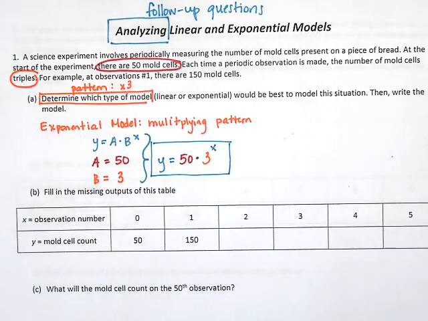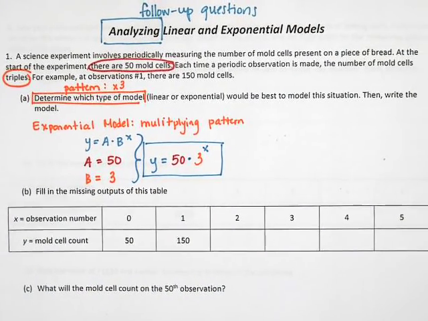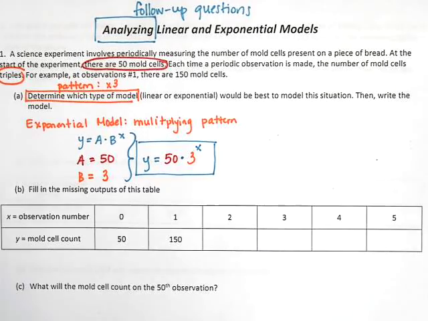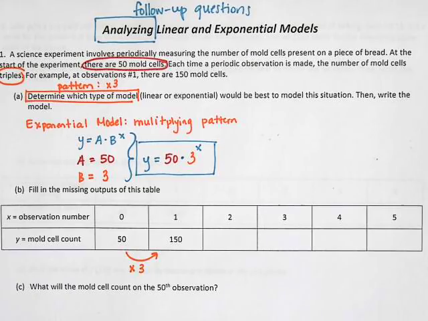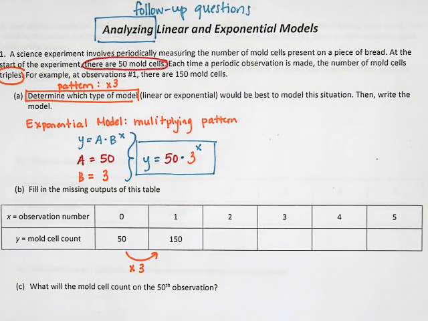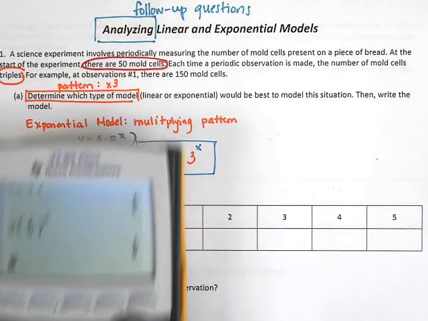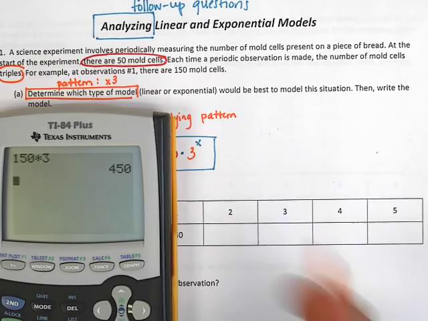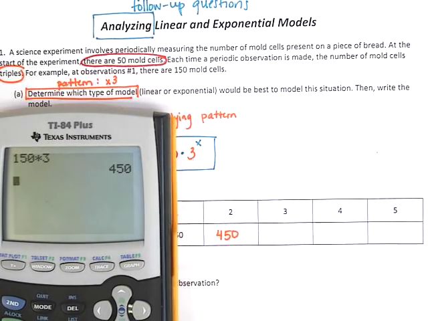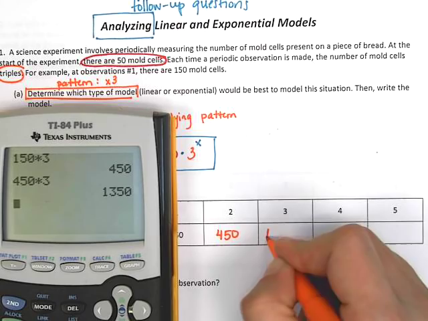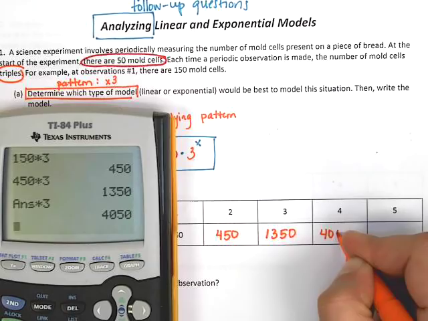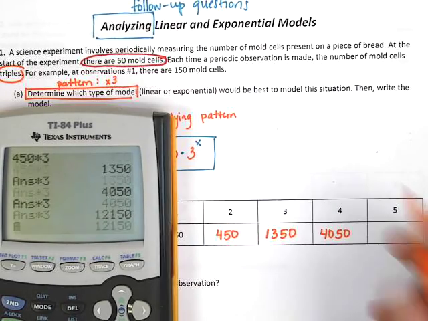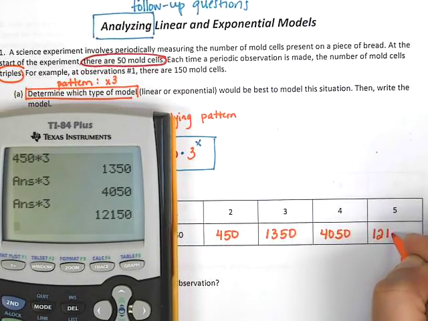Now the table here asks me to fill in the missing outputs. So I know that the pattern is that I'm multiplying by 3. Between 50 and 150, I would multiply by 3. Now I'm going to continue to multiply by 3 to fill in the table. So if I do 150 times 3, I end up with 450. If I do 450 times 3, I end up with 1350. If I do 1350 times 3, I end up with 4050. And if I multiply by 3 one more time, I end up with 12,150.